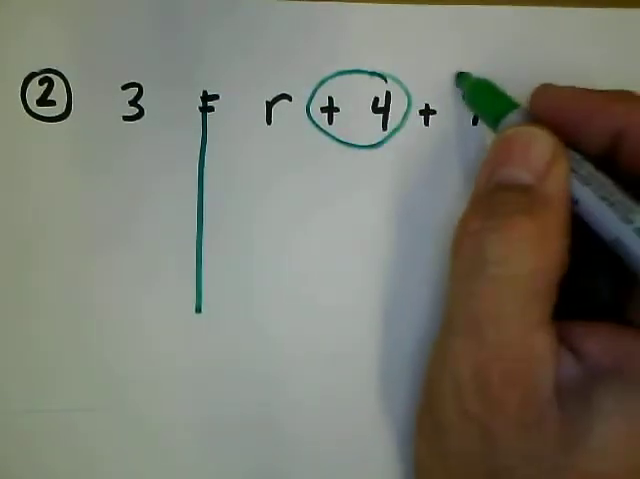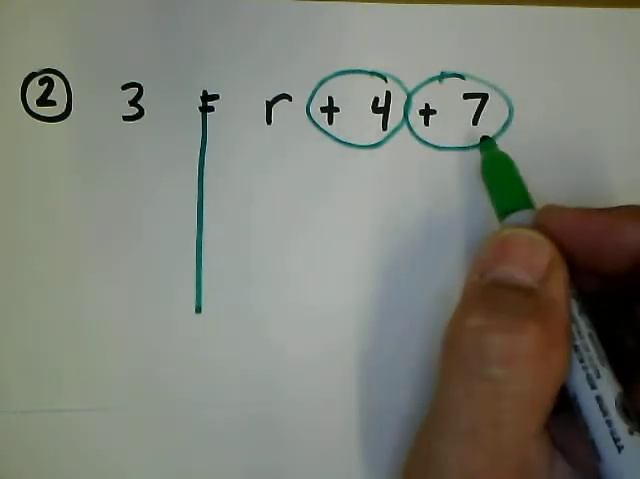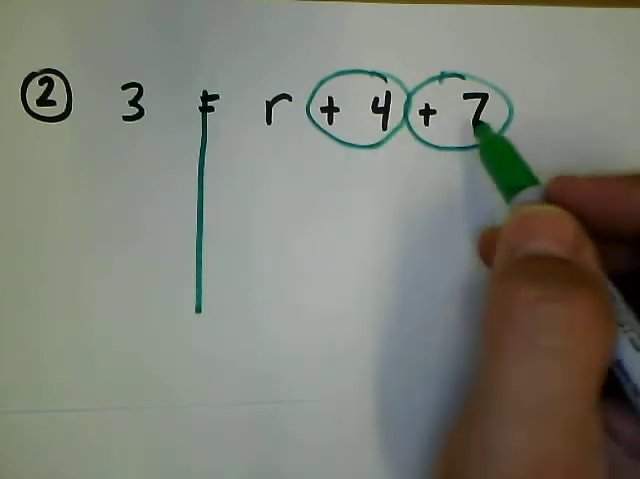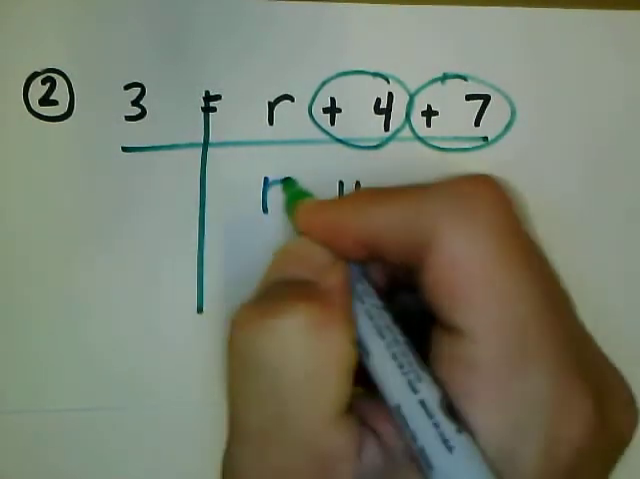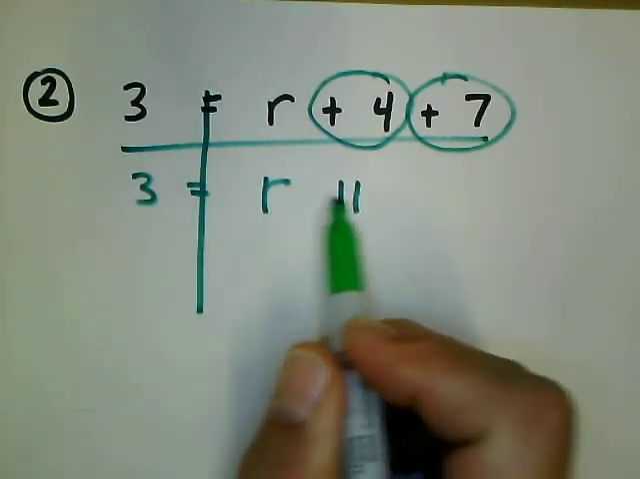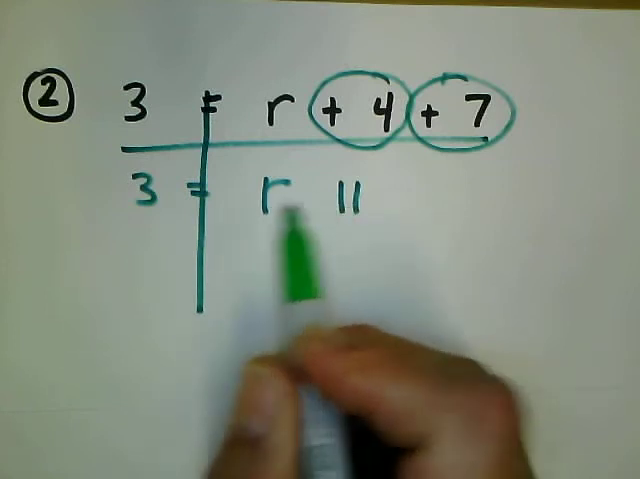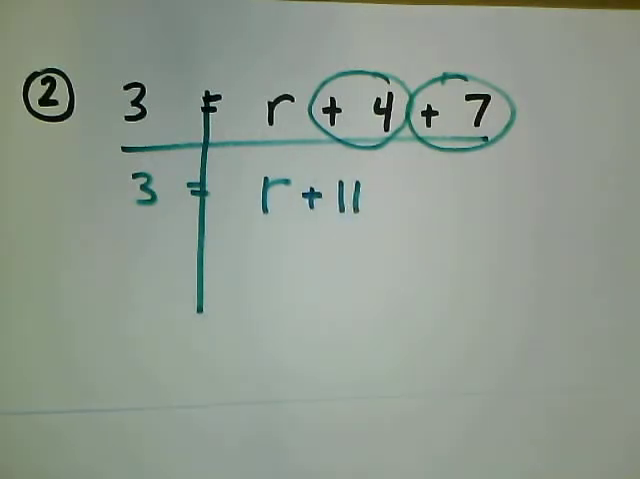Yeah, we can combine the 4 and the 7 because they don't have a variable. So 4 plus 7 is 11. We bring down the r, the equals, and the 3. And guys, check it out right here, you need to put that plus sign in there because 11 is positive. So we'll use that as a plus.